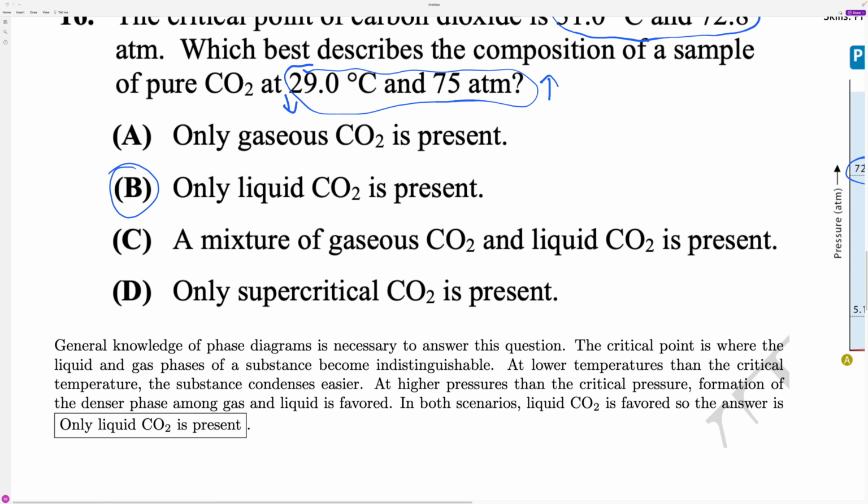And if you want to see a more formal solution, it is also in the solutions document. At lower temperatures than the critical temperature, the substance is going to condense easier, so it's going to turn into a liquid more favorably. And the same thing applies for higher pressures. Higher pressures favor higher density, and liquid CO2 is more dense than gaseous CO2. So liquid CO2 is going to be more favored, and overall, only liquid CO2 is going to be present.